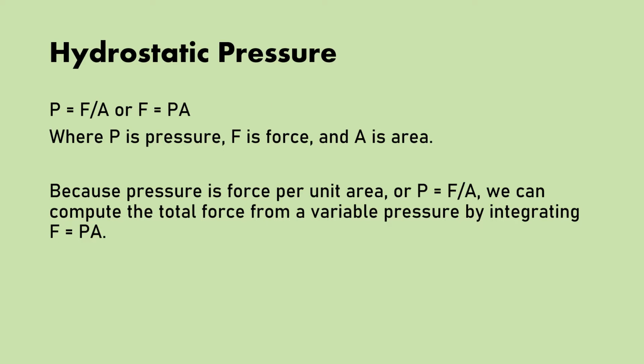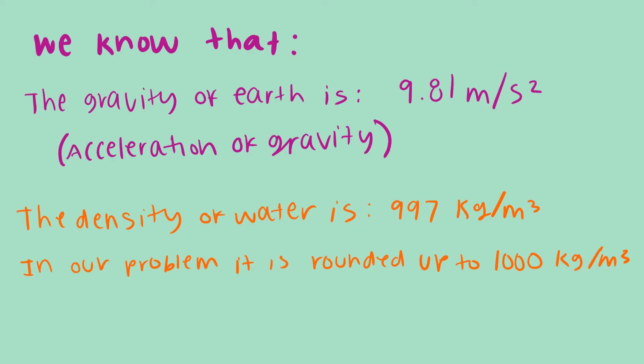Hydrostatic pressure is given by P equals F over A, or F equals P times A, where P is pressure, F is force, and A is area. Because pressure is force per unit area, we can compute the total force from a variable pressure by integrating F equals PA. We know that the acceleration of gravity is 9.81 meters per second squared, and the density of water is 997 kilograms per meter cubed. But in this problem, we will round it up to 1,000 kilograms per meter cubed.